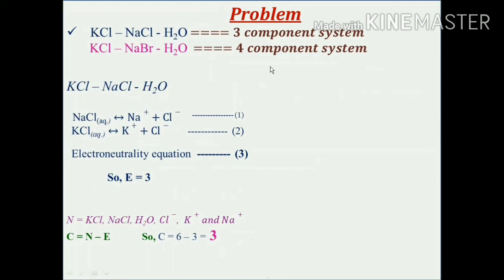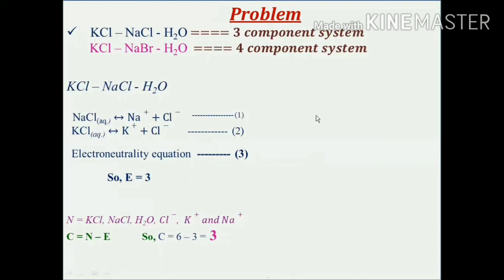So just replacing one of the compounds here changes the entire component system. How does that occur? How do we justify it? That's very simple. This question can be asked in other forms also, as KCl, NaBr, and H2O: how many components are there? What component system is this? Or let's say, how many species are there? How many equations can you create for this system? So let's start with the KCl, NaCl, water system.